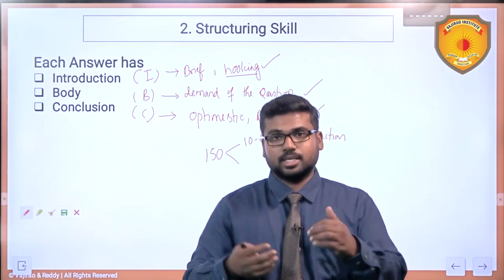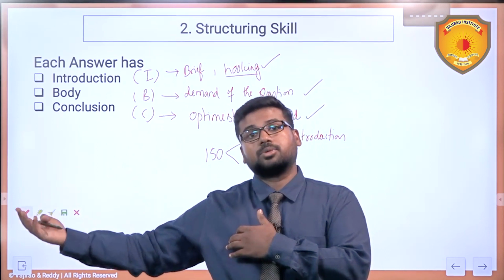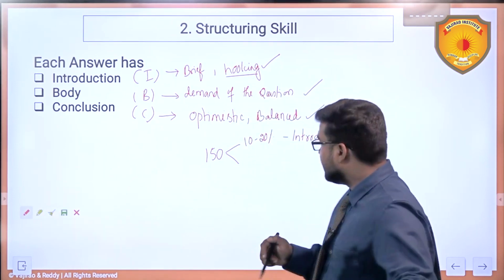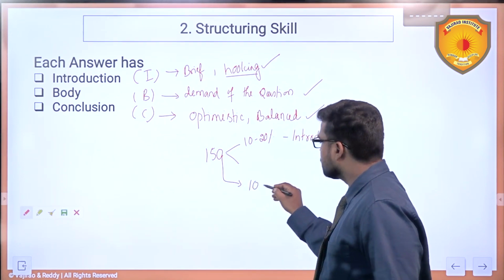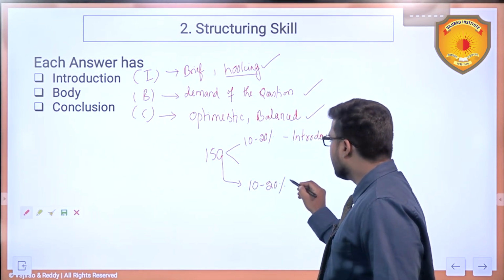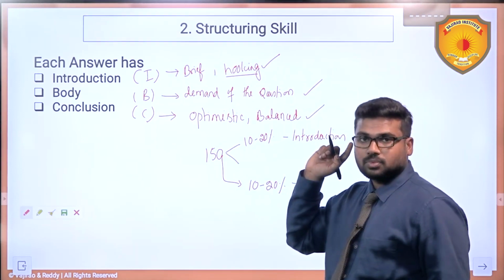See, this is only for GS answers. Essay it will change. In essay you can have bigger introductions as well, because there the word limit increases up to 1200 as well. Then a similar thing goes for the conclusion as well. In conclusion also you can conclude it with a word limit of 10 to 20% of the words.